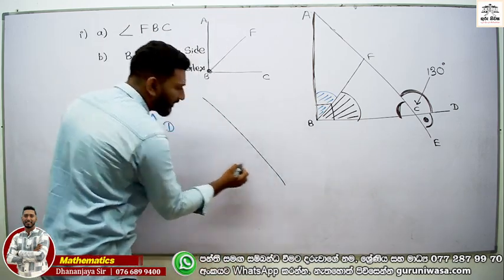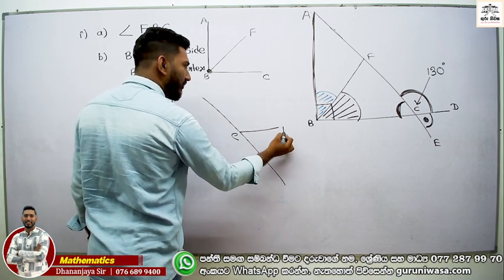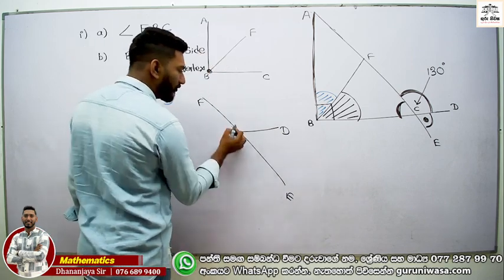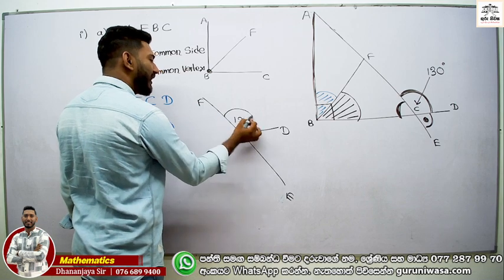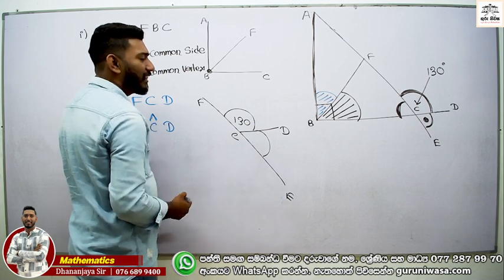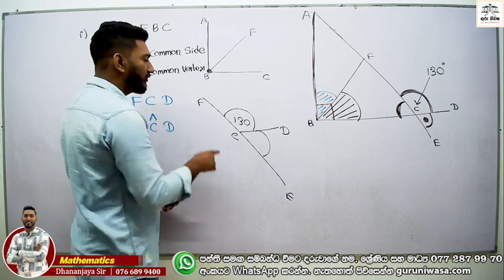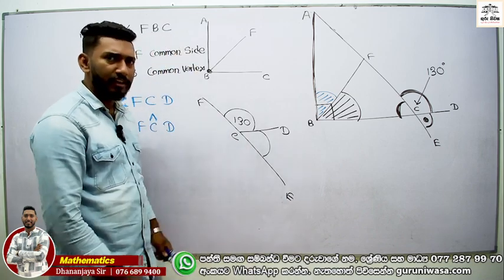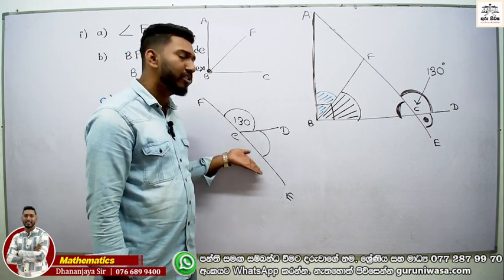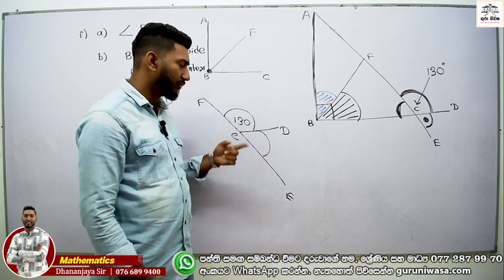This is a straight line. This is C, this one is D, this one is F, this one is E, and this one is 130. You know the sum of these two should be 180, definitely 180, because this is a straight line. You know the theory: the sum of the angles on a straight line should be 180 degrees. Therefore 130 is subtracted from 180.